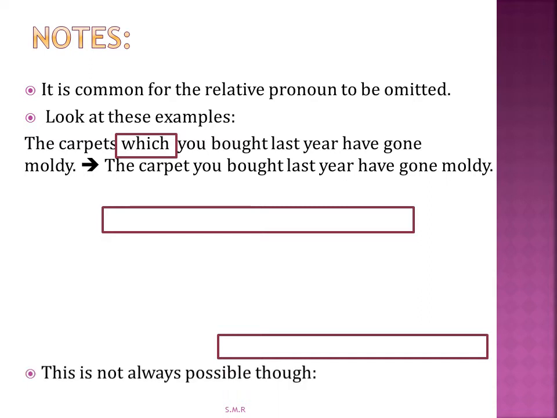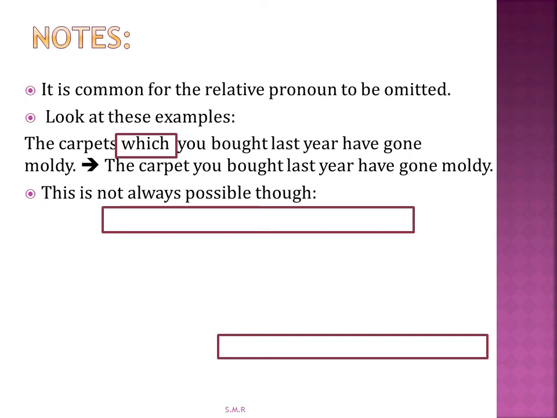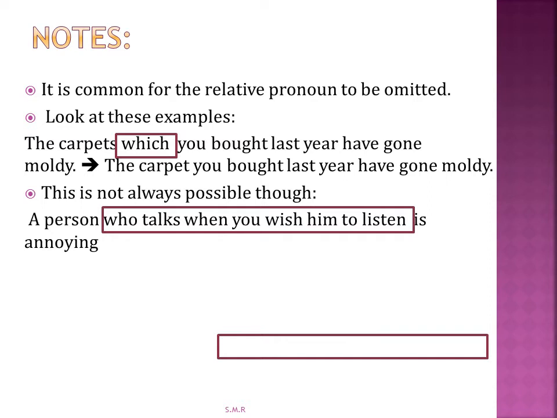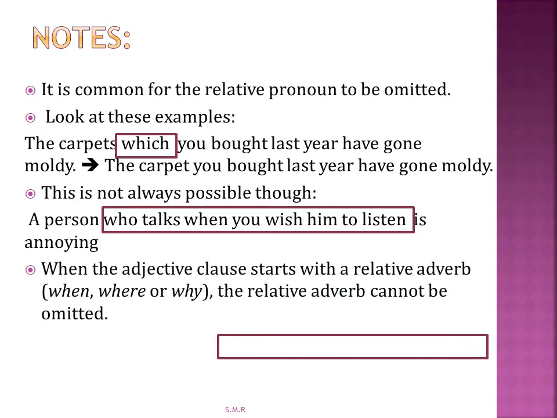Both are correct, but it is not applied to all the relative pronouns. For example, a person who talks when you wish him to listen is annoying. I can't omit who. So why? Since the meaning differs. A person talks when you wish him to listen is annoying. It's a little bit weird.